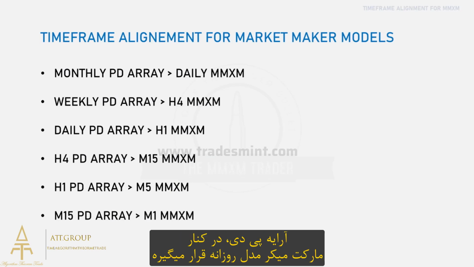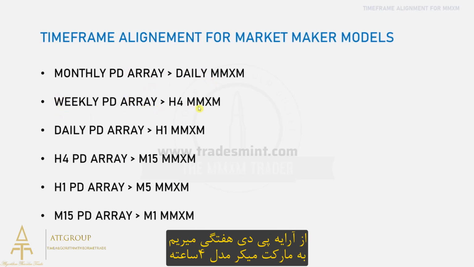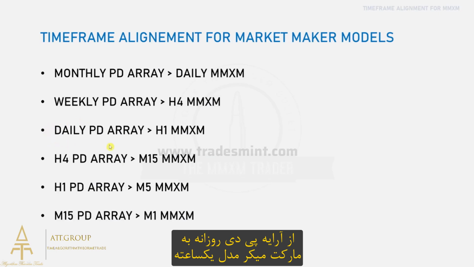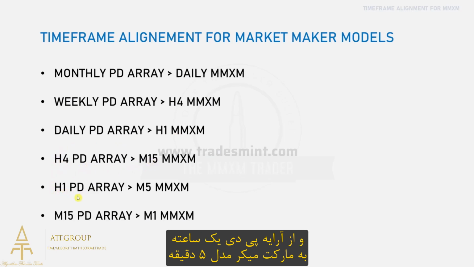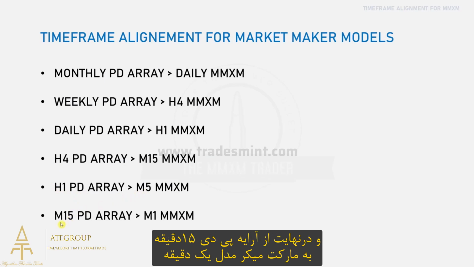We're going from a monthly PD array into a daily market maker model. We go from a weekly PD array into a 4-hour market maker model, a daily PD array into a 1-hour market maker model, a 4-hour PD array into a 15-minute market maker model, then we have a 1-hour PD array into the 5-minute, and then eventually 15-minute PD array into a 1-minute market maker model.